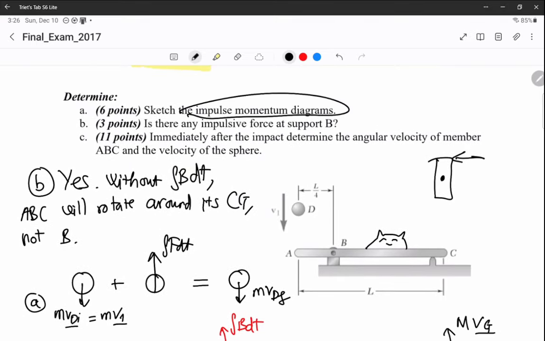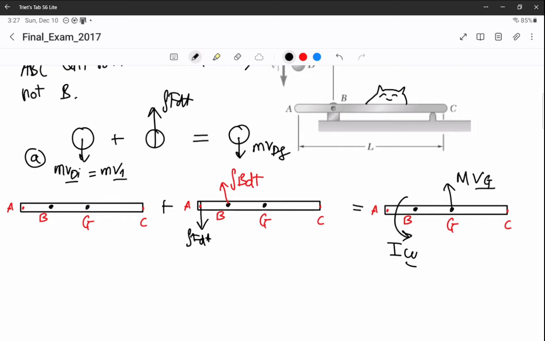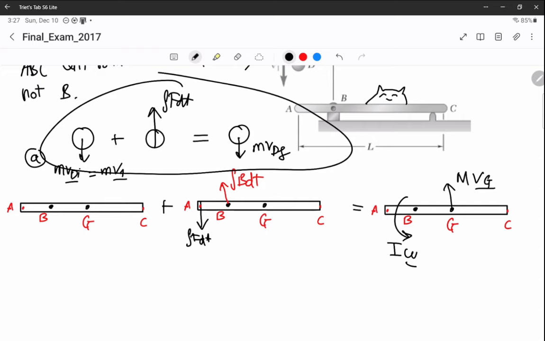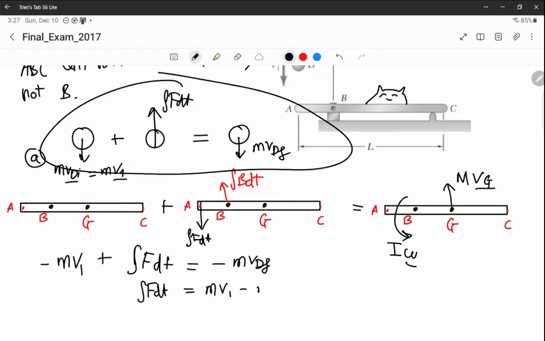A, sketch the impulse-momentum diagram. C, immediately after the impact, determine the angular velocity of ABC and the velocity of the sphere. So the omega ABC and the VDF, the final velocity of the sphere D. Here, you just stare at the equation. You're going to get the vertical one: negative mV1 plus integral F dt equals negative mVDF. That gives you integral F dt equals mV1 minus mVDF.